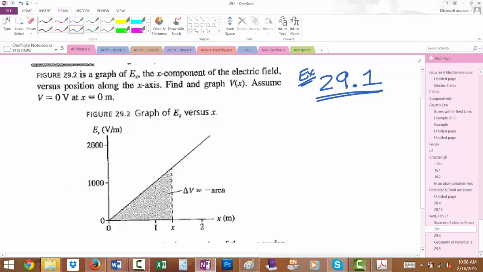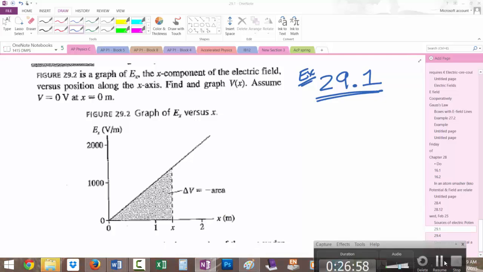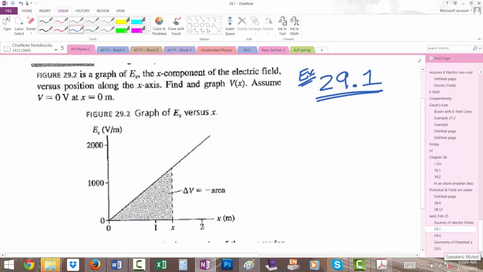Once you got an answer, check with your neighbor, see if they agree. Yep, it passes through the point 0, 0, and 1, 500.